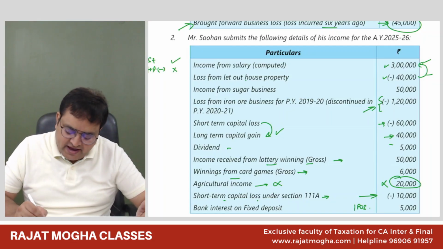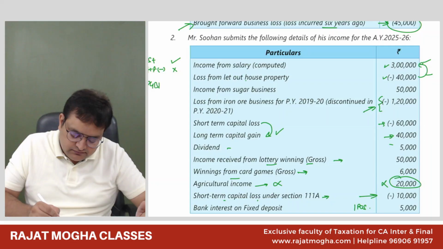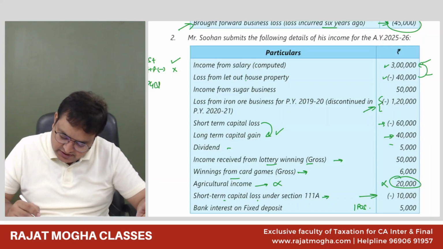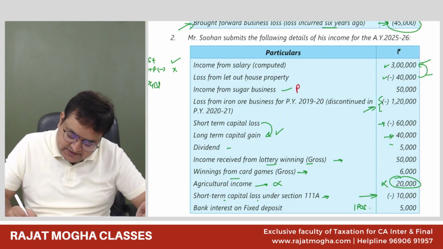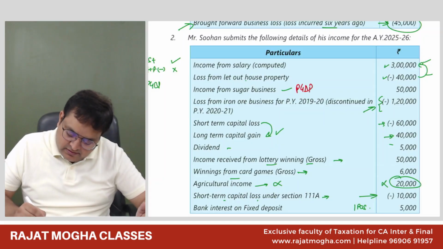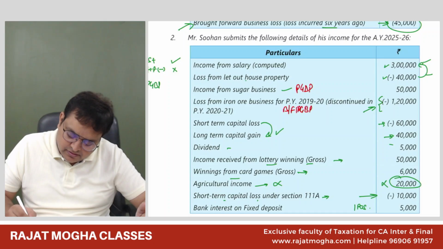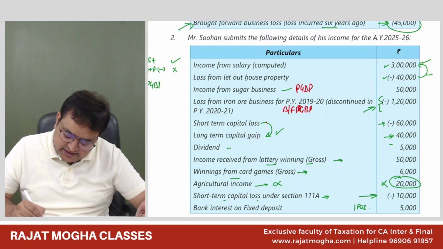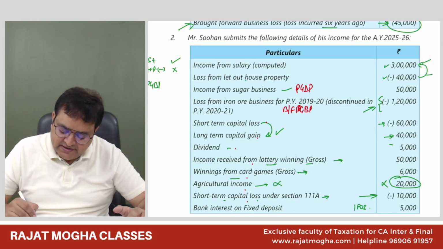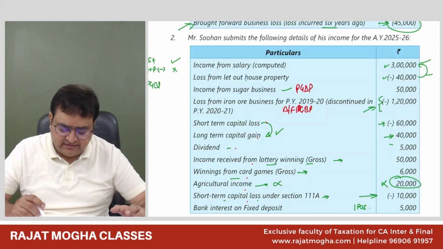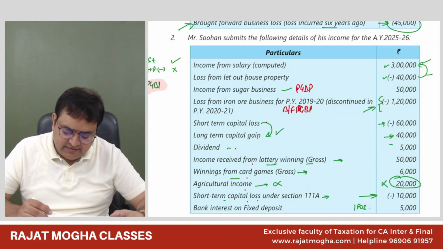Okay. Then we have a PGBP income also, and in PGBP there is a lot of adjustment actually. Income from sugar business, this is PGBP. Loss from iron ore, this is brought forward PGBP. Short-term capital loss, long-term capital gain, no. Dividend, no. Income from lottery, no. Winning from card games, no. Agriculture income is not. So we only have two PGBPs: 50,000 PGBP income and then brought forward PGBP loss of 120. So in PGBP there is some adjustment.